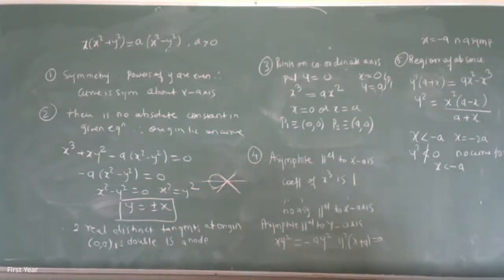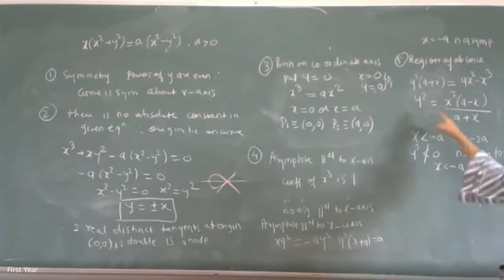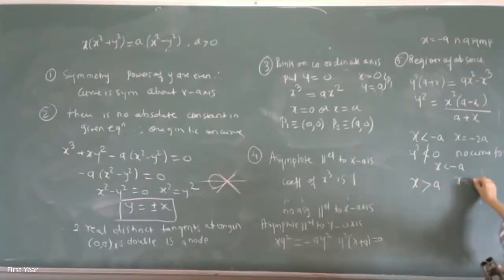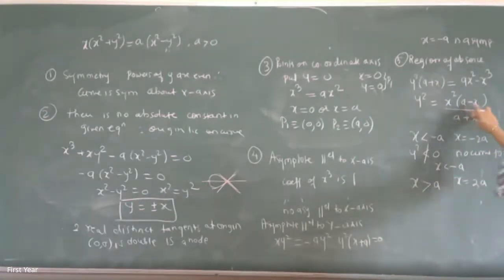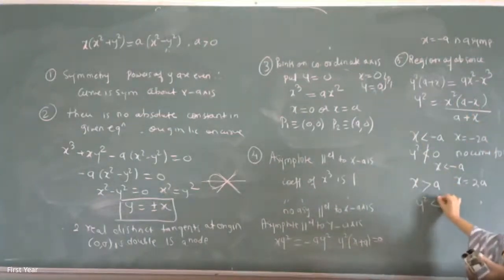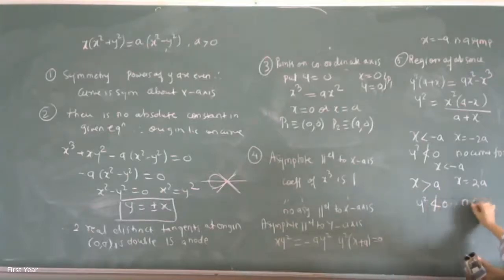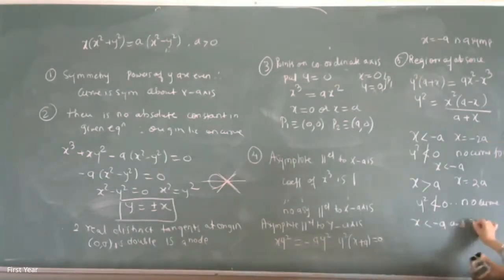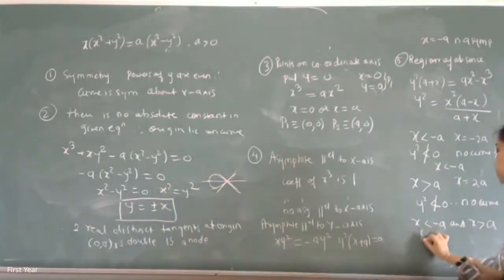Any other region where y square will become negative? Look at the equation. x can be greater than a. Very good. Absolutely right. If x is greater than a, for example x is equal to 2a, then a minus 2a, this term will be negative, this is positive, so y square in all will be negative, which is not possible. Therefore, no curve. Is it okay? So what is the region of absence? x less than minus a and x greater than a. This is the region of absence.